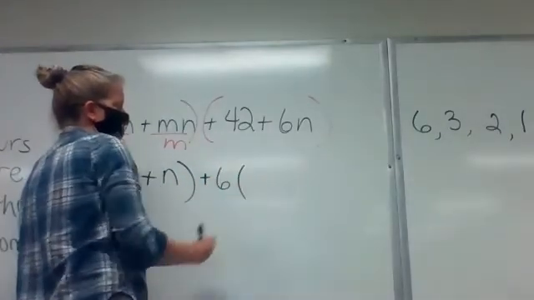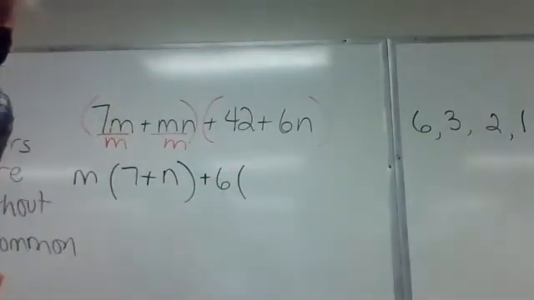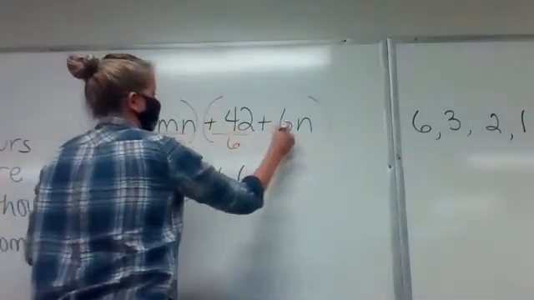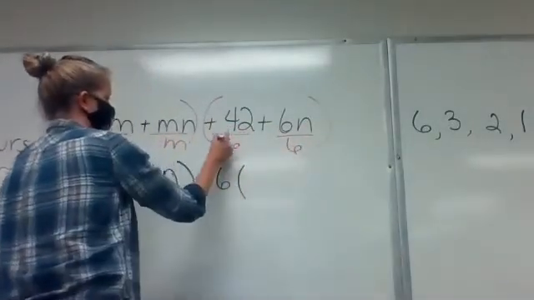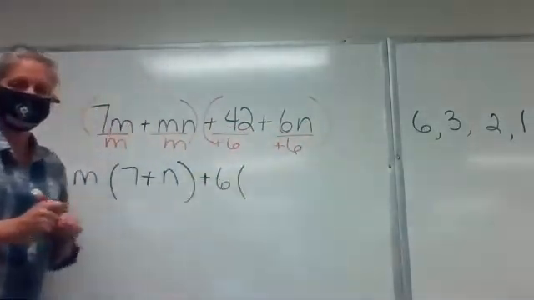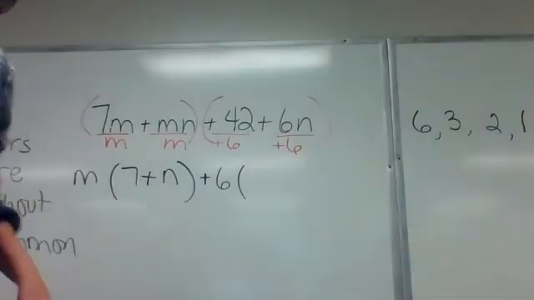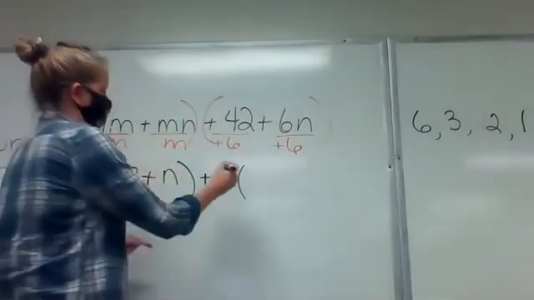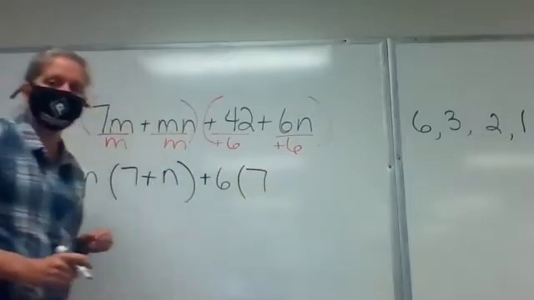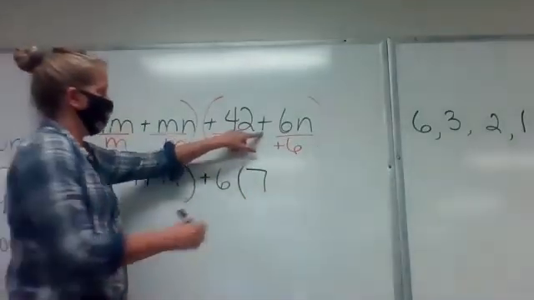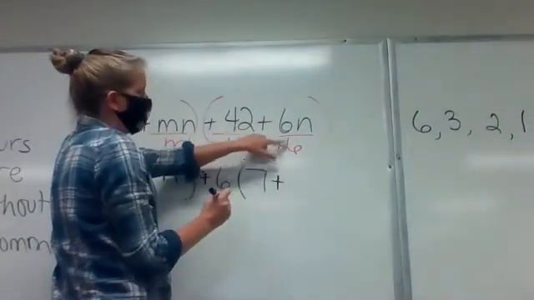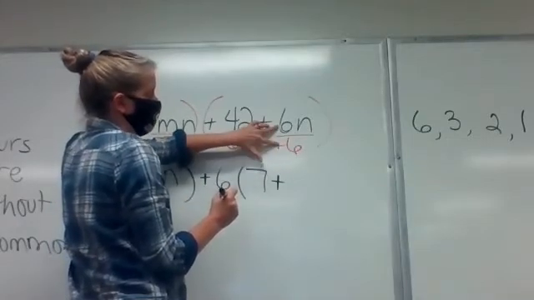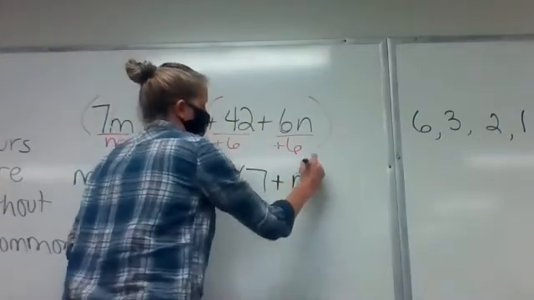Put in parentheses what's left. Well, if I divide these both by positive 6, let's see what is left. Positive 42 divided by positive 6 gives me positive 7 plus, I pulled out the 6, right? If I divided that 6 out, the only thing that's left in this second term is that n.